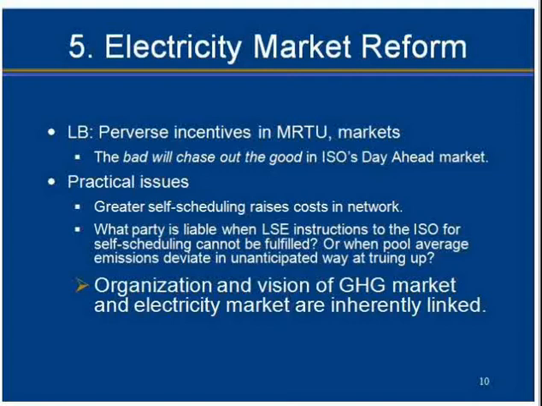So there are practical issues here that have to do with one's vision for the future of the electricity market and one's vision for the future of the greenhouse gas market. Okay, let's go to the next slide.